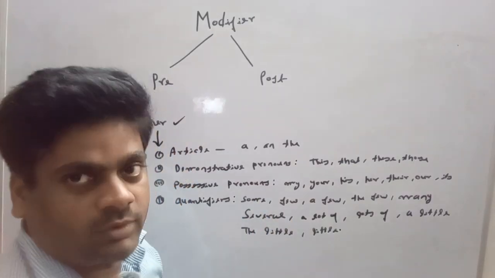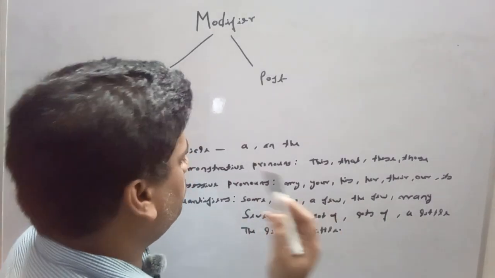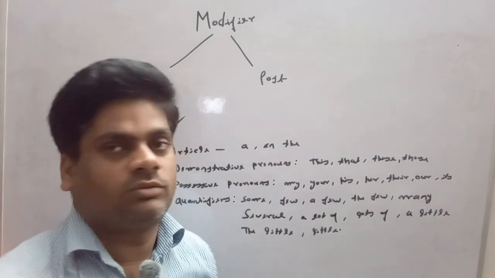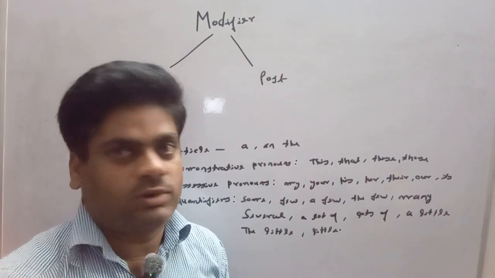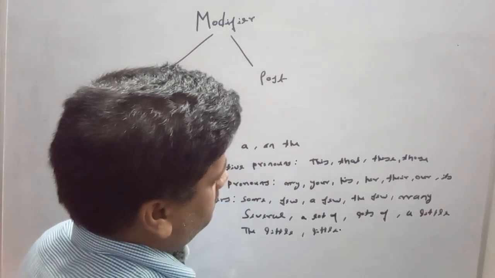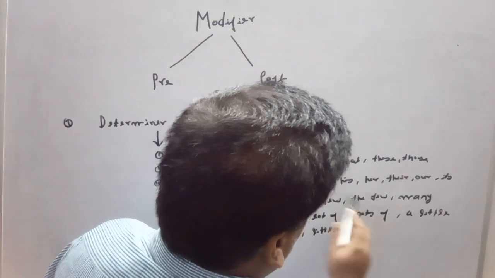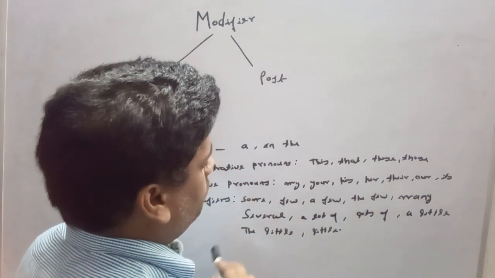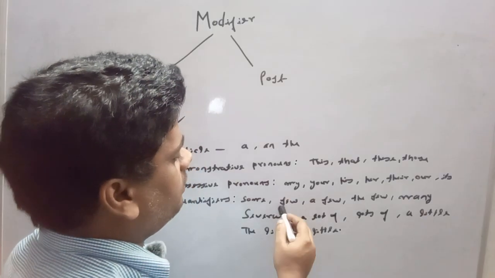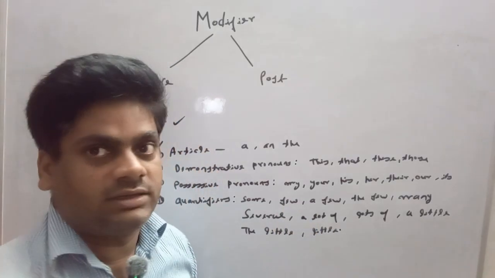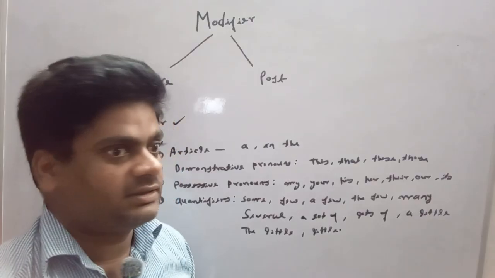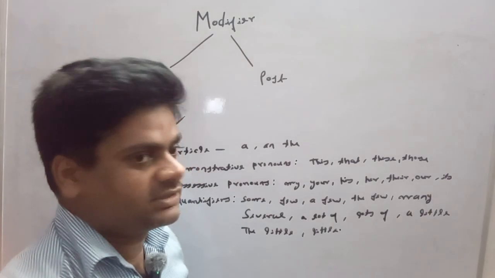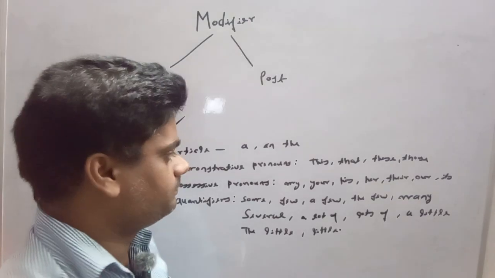Few people, a few people, the few people. Here this is to be remembered that if I use a few, the few, little, a little, the little, these are the quantifiers and they refer to the degree and extent of a noun.